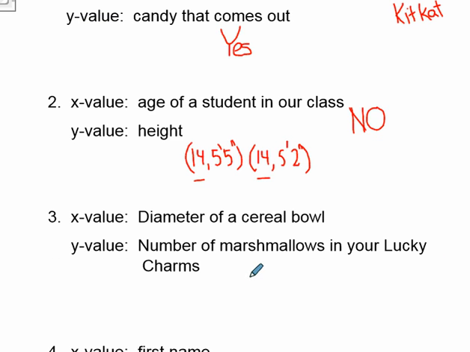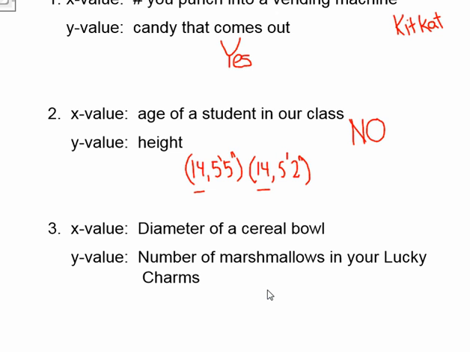Let's try number 3. The X value is the diameter of a cereal bowl, and the Y value is the number of marshmallows in your Lucky Charms. So let's just imagine we have a cereal bowl. So let's see if I can draw a cereal bowl. Not going to be a very good one. Okay. And the diameter, so the distance across here, let's say that that's 5 inches. And I pour my bowl of Lucky Charms, and I count them, and I have 21 marshmallows. So there's my ordered pair.